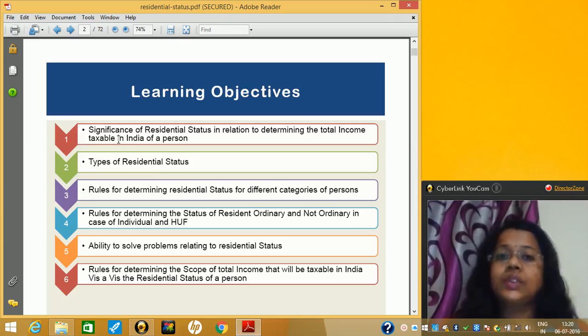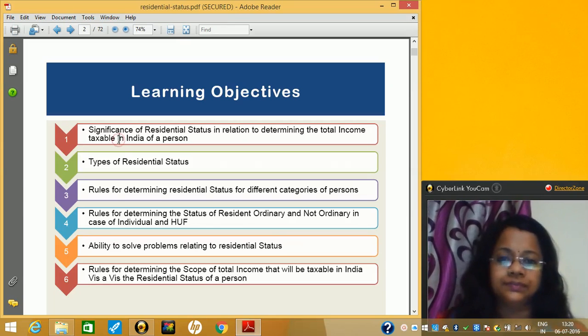Third, rules for determining residential status for different categories of persons. Fourth, rules for determining the status of resident ordinary and not ordinary in case of individual and HUF. Fifth, ability to solve problems relating to residential status. Sixth is rules for determining the scope of total income.